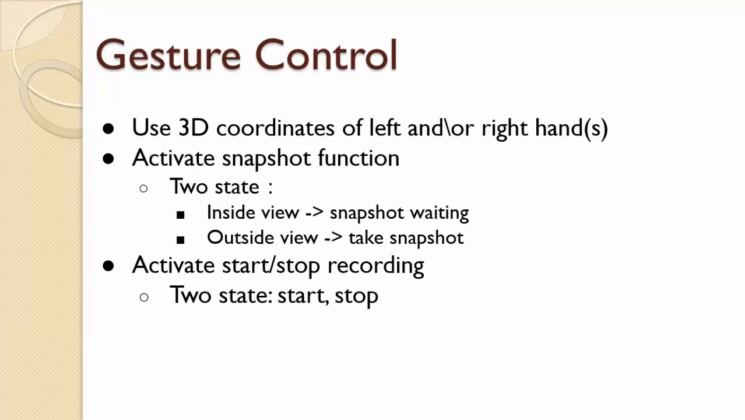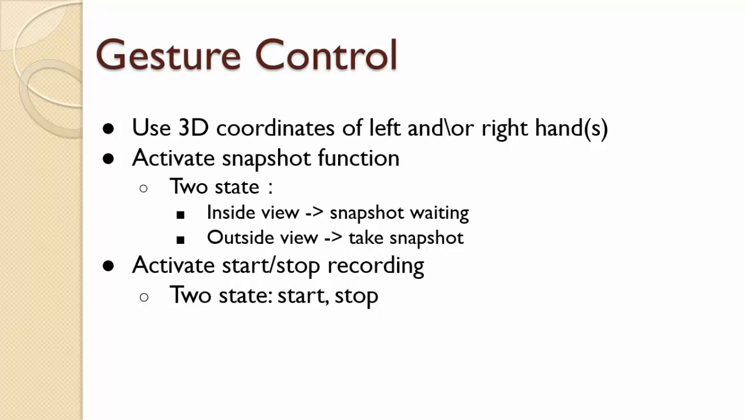So as we described earlier, Kinect skeleton tracking can grab the 3D coordinates of the person. Here we calculate the relative distance along the z-axis between the hand and the body, and we use the distance to activate the start and stop or snapshot functions remotely.